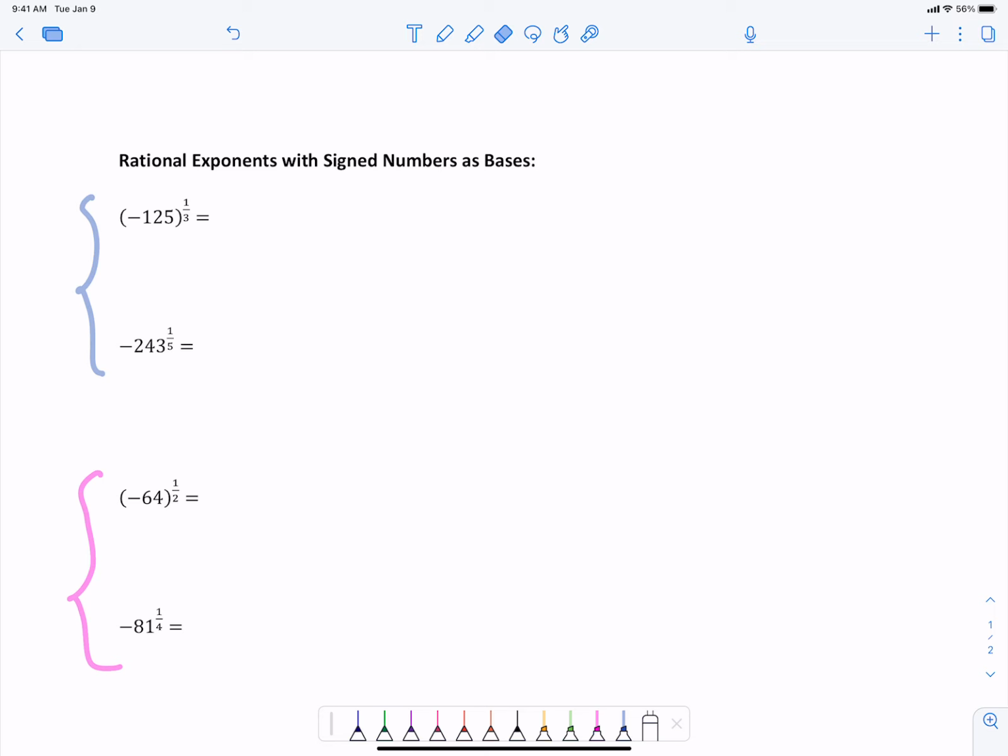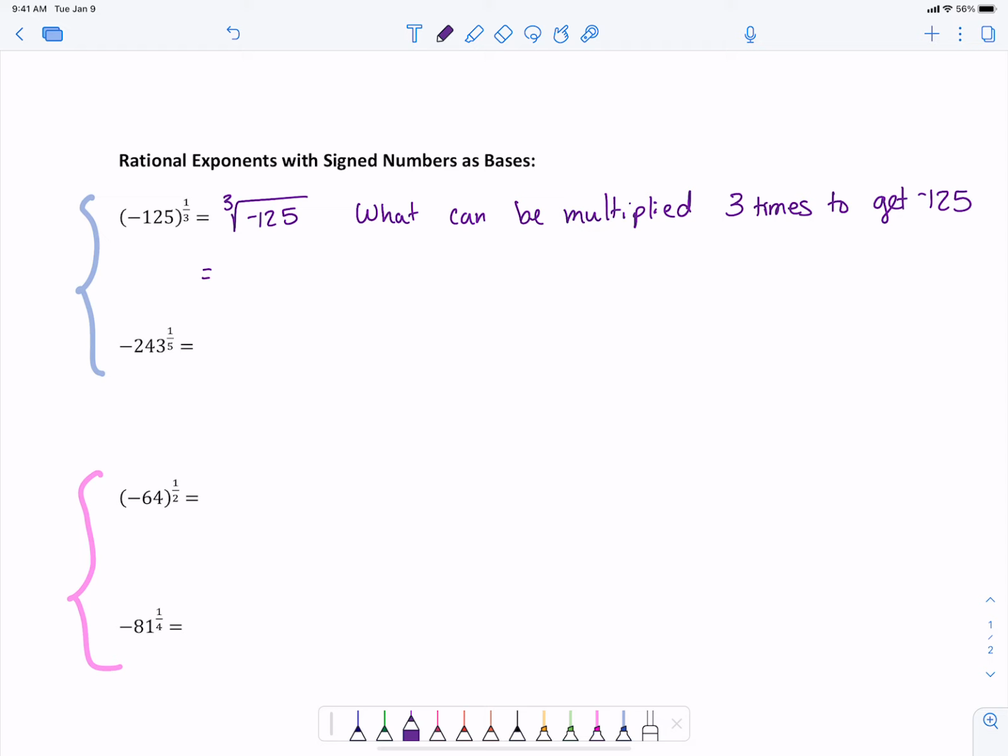So the first set here is that we've got -125 to the 1/3 power. We can always rewrite this as the square root of -125, not the square root, this is the cube root. Sorry about that, this is the cube root of -125. So we're looking for a number that we can multiply by itself 3 times to get -125? And our answer is -5.